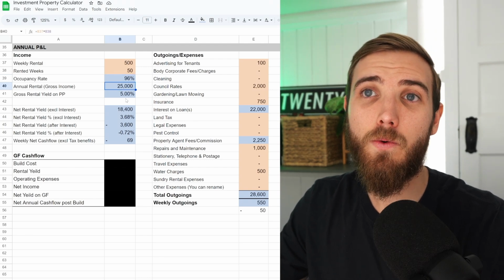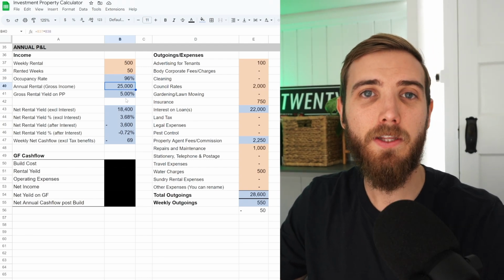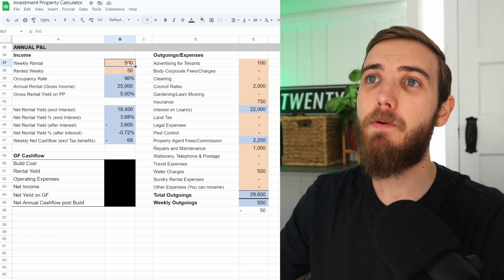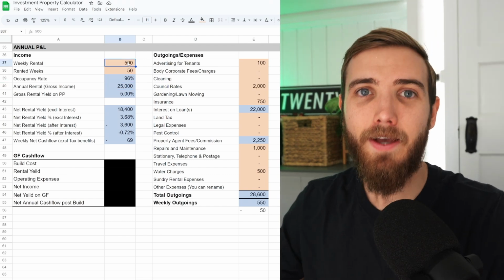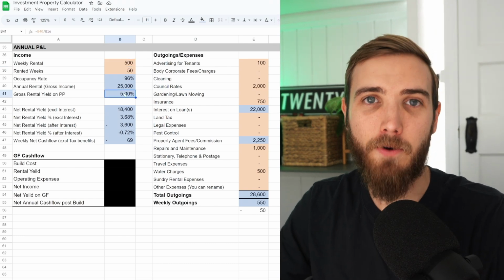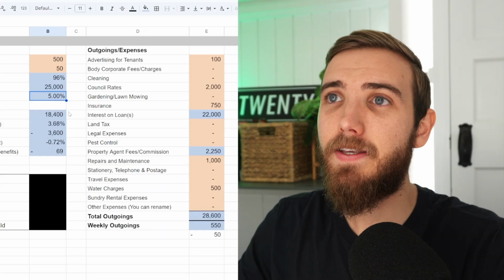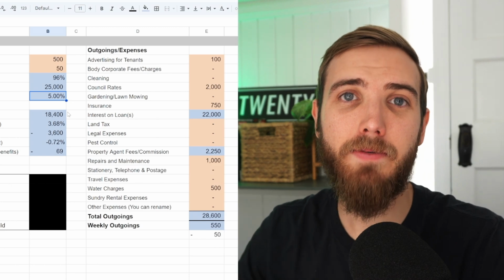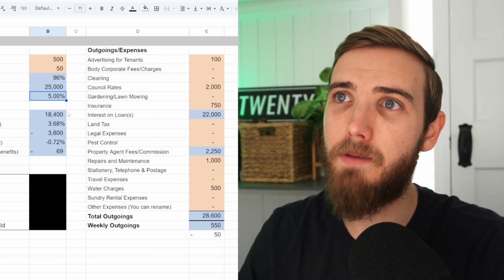So in this scenario, you would be receiving $25,000 gross income if this property rented for $500 per week. So you're sorted on the income side. And that equates to a 5% gross yield on the purchase price. So that's great. So what's involved next in terms of the expenses and handing over to the property manager?